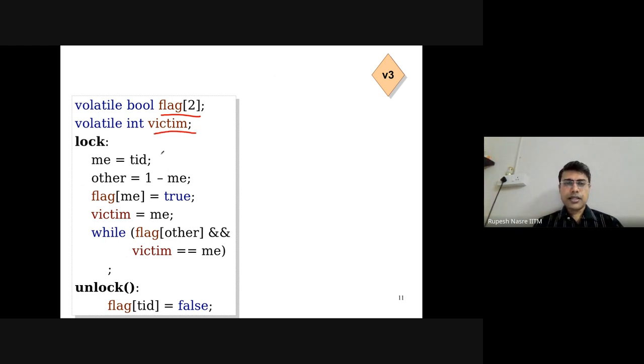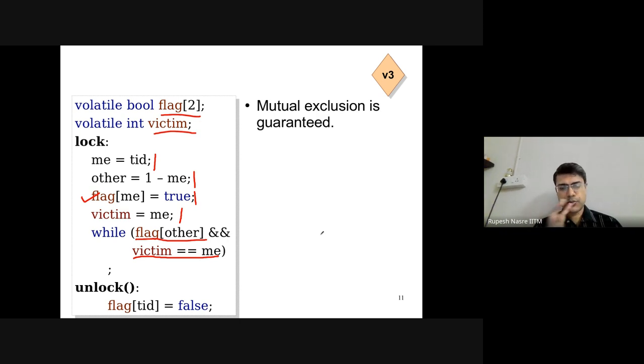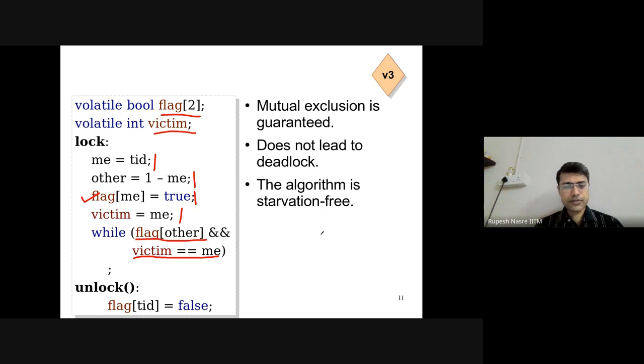I say that my thread ID is TID and the other thread is other. I say that I am interested in entering the critical section, and the victim is me, as a good thread. Then apart from checking that as long as I am the victim I should wait, I also check if there is another thread. Flag of other is going to be true only if the other thread set it to true. This ensures that there is no deadlock as well as no starvation. So this particular code ensures mutual exclusion. It does not lead to deadlock. It is starvation free. And in the end, I just need to set flag of TID equal to false. I could as well set victim equal to me, but that is not required, because as long as this condition is false, I don't even need to check this condition.